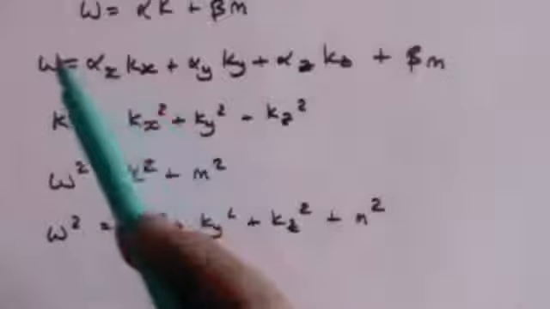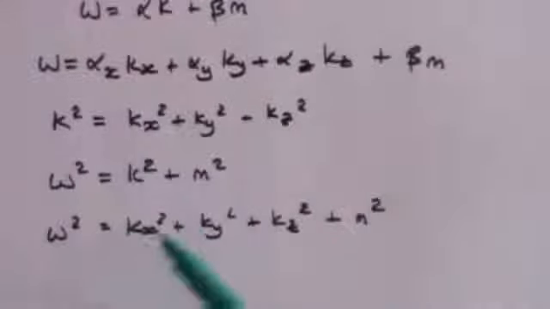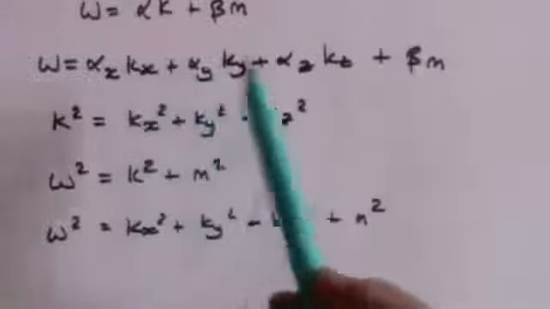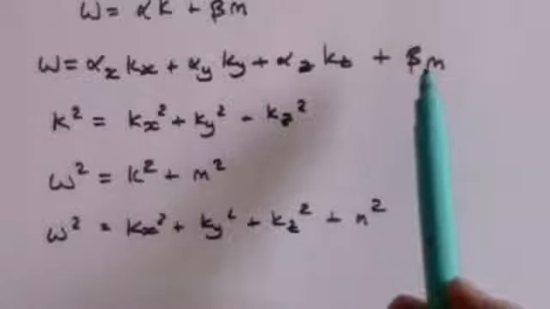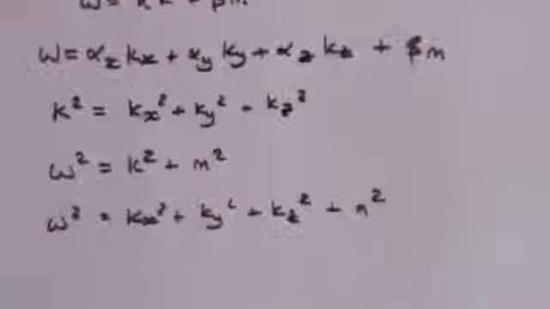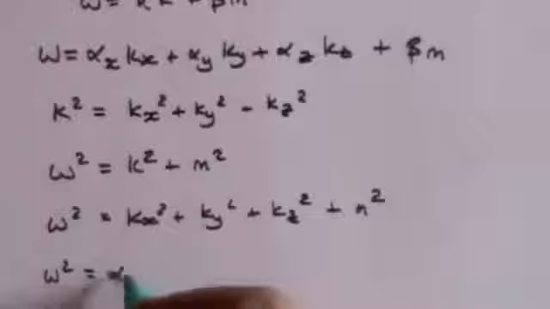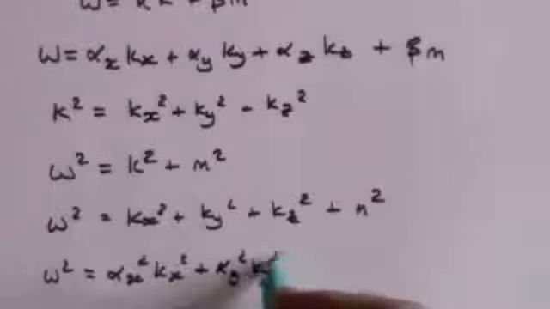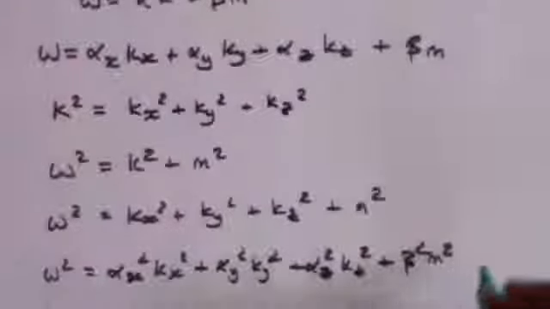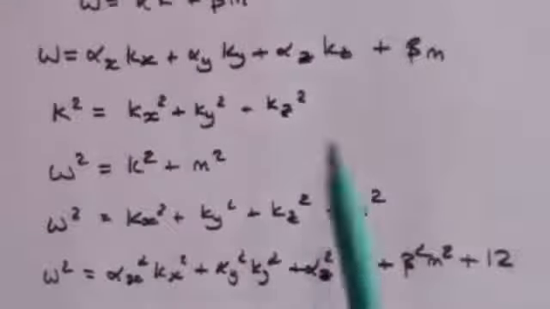But we've now got to take this term and square it in order to compare it to this term. Well, if you square something that's got 4 terms, you're going to get 16 terms. I'm just going to produce 4 of them. So I'm going to do omega squared from here, and I'm just going to take the squares of each of these. So that's going to be alpha x squared kx squared plus alpha y squared ky squared plus alpha z squared kz squared plus beta squared m squared. That's 4 terms plus 12 other terms, which you will get from squaring all of this.